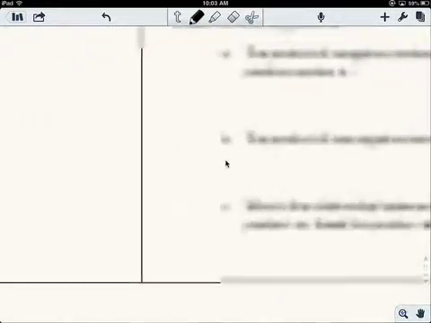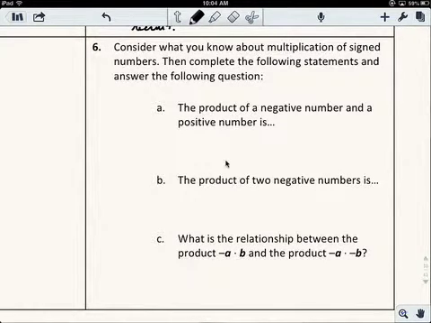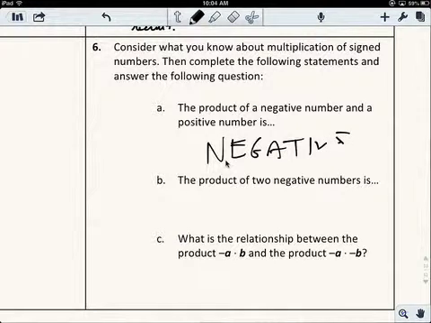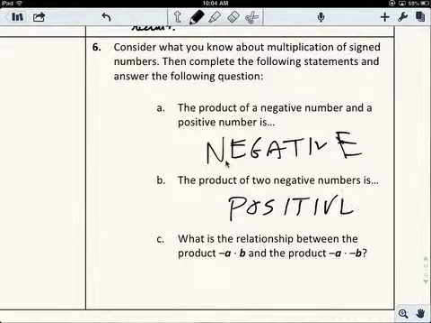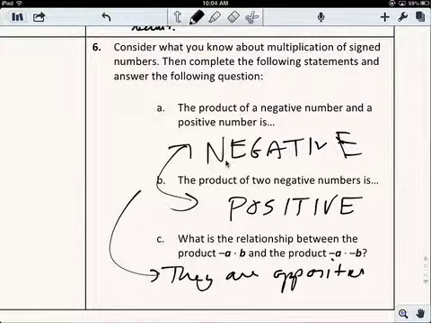Let's see what conclusions they want us to draw this time. Consider what you know about the multiplication of signed numbers, then complete the following statements and answer the following question. The product of a negative number and a positive number is negative. The product of two negative numbers is positive. What is the relationship between the product of -a times b and the product of -a times -b? Well, look. They are opposites. One's positive and one's negative.